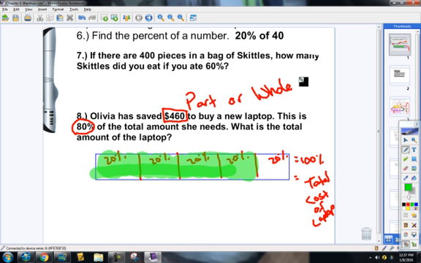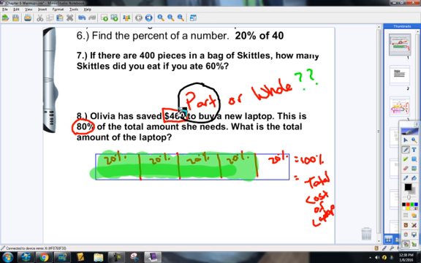Now, we need to ask this question right here. What do you guys think? Is the $460 she saved going to go along with the whole strip or the 100%, or is it just part of the strip? Isabel, what do you think? Who agrees? Does anybody disagree? Okay. All right. Cool. Well, good. I like that you were thinking about it. Good job.